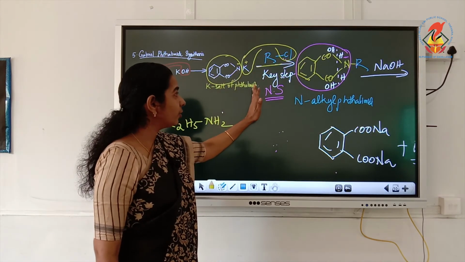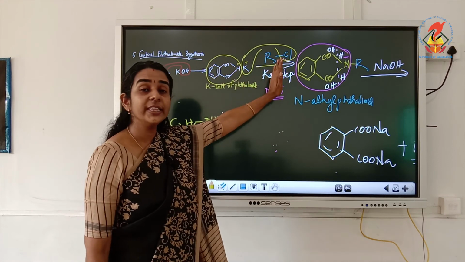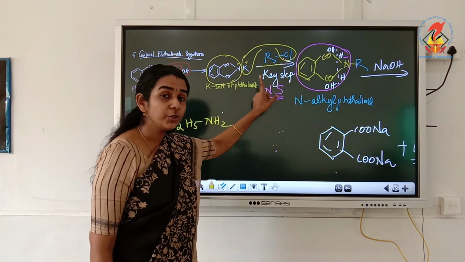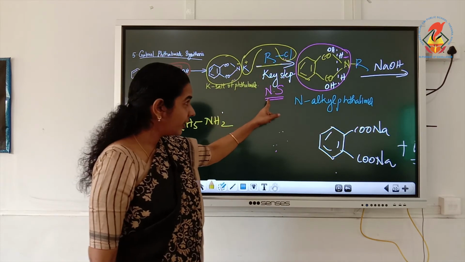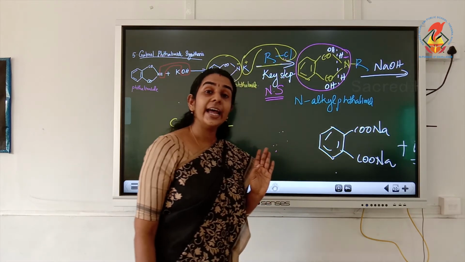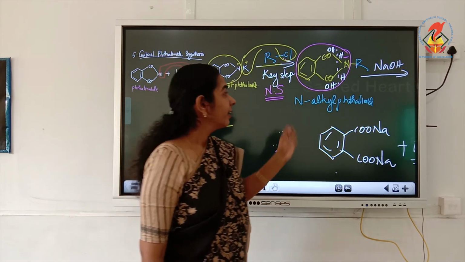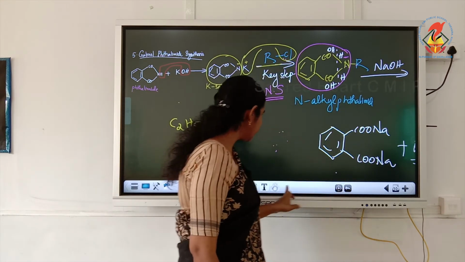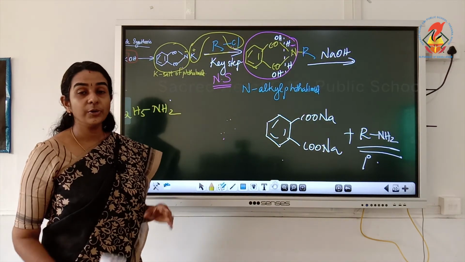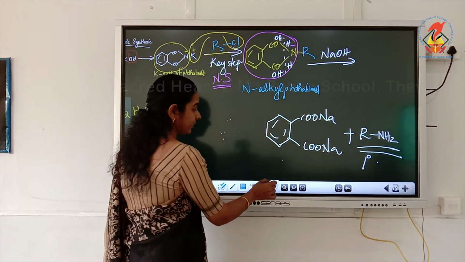This potassium salt of phthalimide on reaction with alkyl halides undergoes a nucleophilic substitution reaction in which the halogen atom is replaced by the anion of phthalimide, which on base hydrolysis gives a primary amine. So this is about the Gabriel phthalimide synthesis.